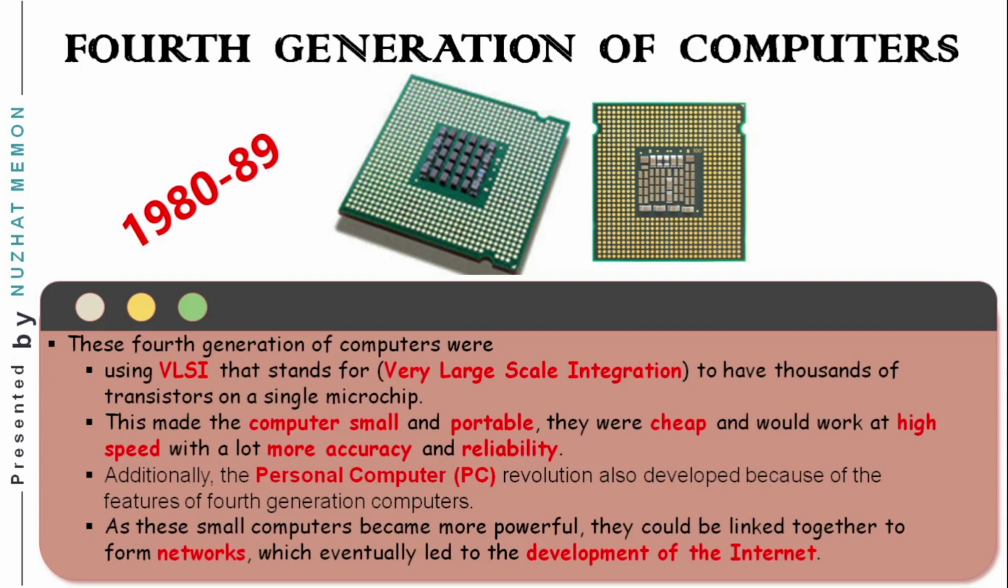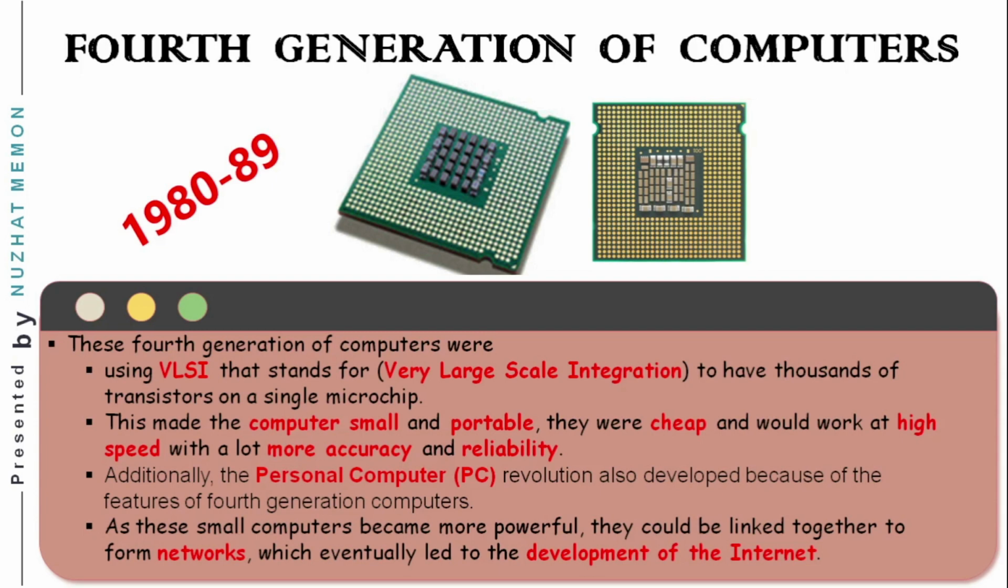What in the first generation filled an entire room could now fit in the palm of the hand. To see how much progress we made in the field of technology. So this fourth generation uses VLSI, which made the computer small and portable. They were cheap and would work at high speed with a lot more accuracy and reliability. And additionally, the personal computer, that is PC, revolution also developed because of the features of fourth generation computers.